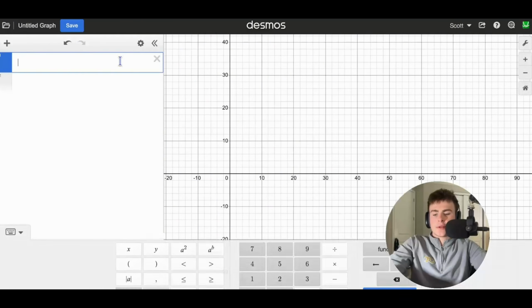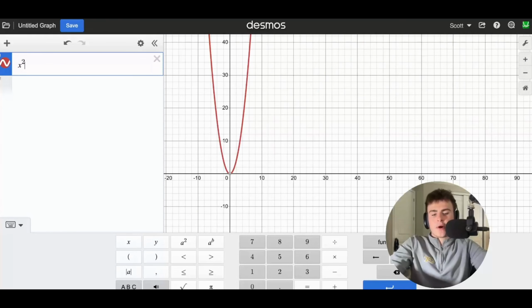Lastly is constraints. So let's say you have x squared, and you just want to evaluate it from 0 onwards. You would just say x is bigger than or equal to 0, like that.